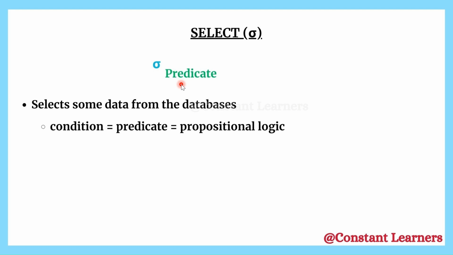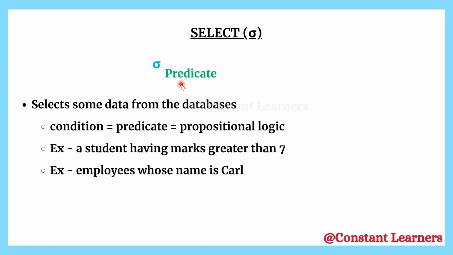Now, what are these conditions? See, it could be any condition. For example, we need to fetch the students having marks greater than 7. So we are going to write it as a condition here, not like a statement, but it's going to go here in place of a predicate. If I have to look for employees whose name is Carl, so that will go here as a predicate, as a condition, because these are our conditions. These conditions or predicates will tell us what data exactly we need from the database, right?